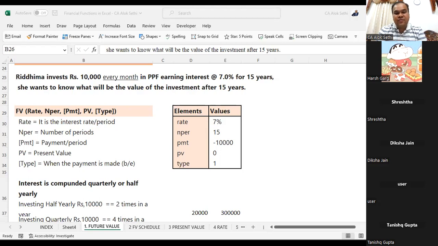Now, if I tell you, can we use FV now? Now answer this question. Can we use the FV formula to find out the value of the investment after 15 years? 15 साल बाद 10,000 रुपए? No. Shrishta is saying no. Why, Shrishta? Why not? Why no? You can unmute and answer this question. Why do you think no?